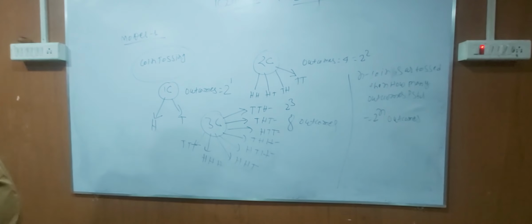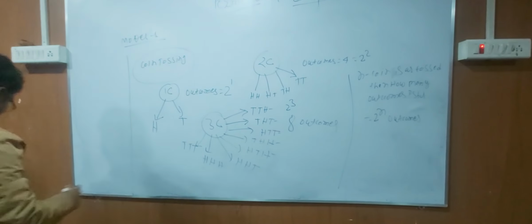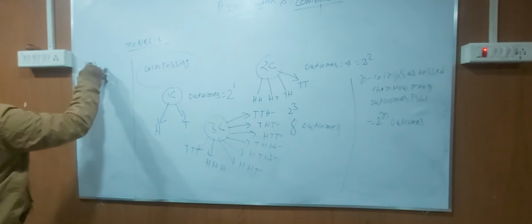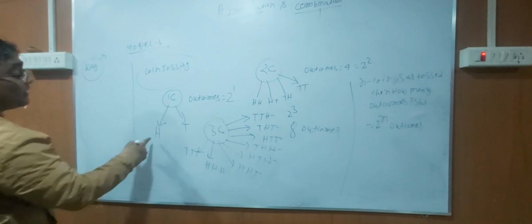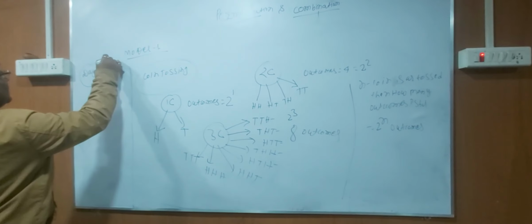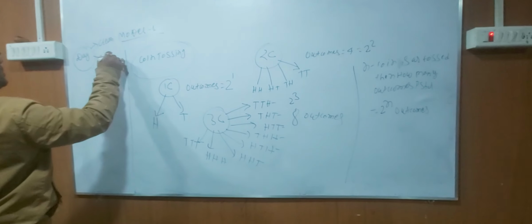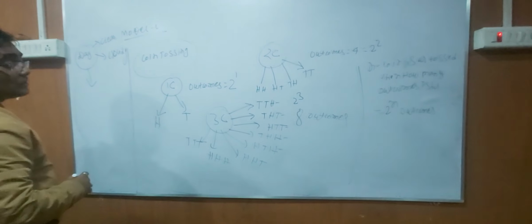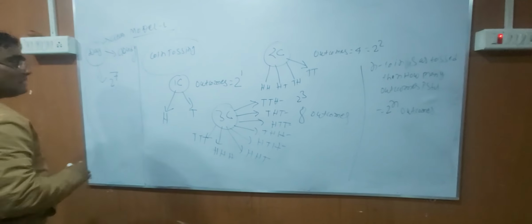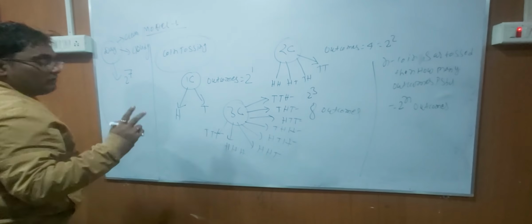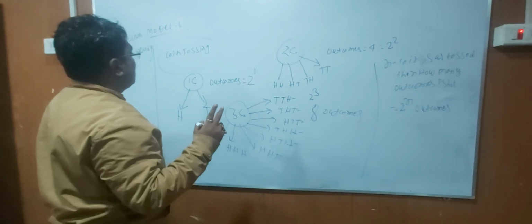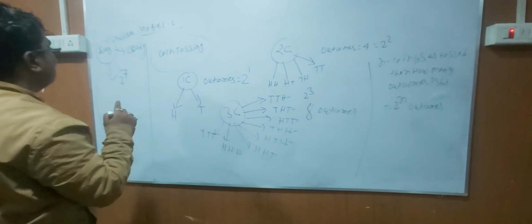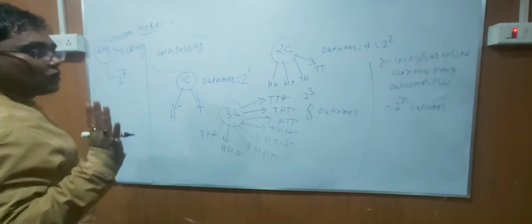2 to the power n outcomes. Like a coin, we have day, coin, head or tail, 2 outcomes. Day is clean or cloudy. Means in a week, how many outcomes are possible? 2 to the power 7. Whenever 2 options are available, like head, tail, clean, cloudy, so 2 to the power n outcomes are possible.